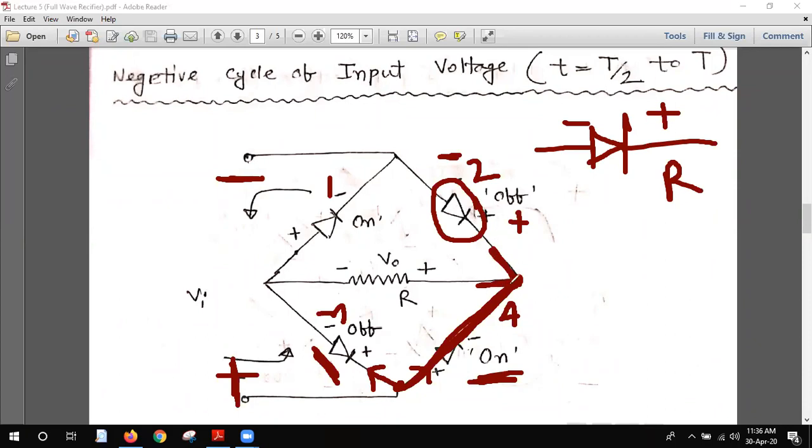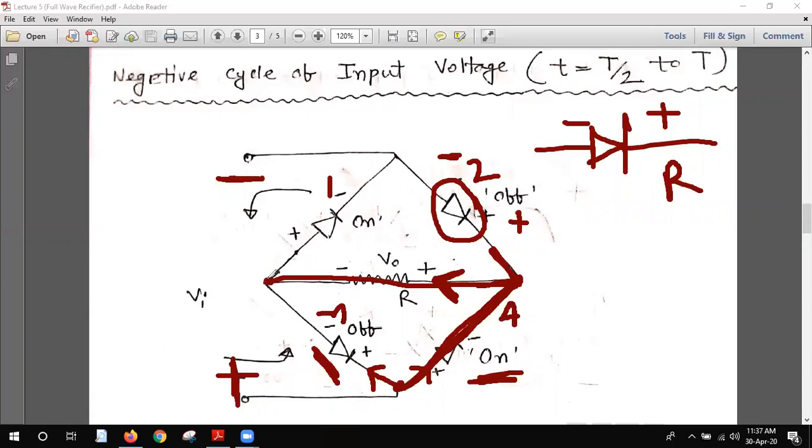So the current will flow inside the resistance, and you can see that in both the positive cycle and the negative cycle, the current direction through the resistance is the same. You see that in the positive cycle also, the current flows in this direction, from right to left. Similarly, in the negative cycle also, this configuration is such that the current always flows inside the resistance in the same direction.